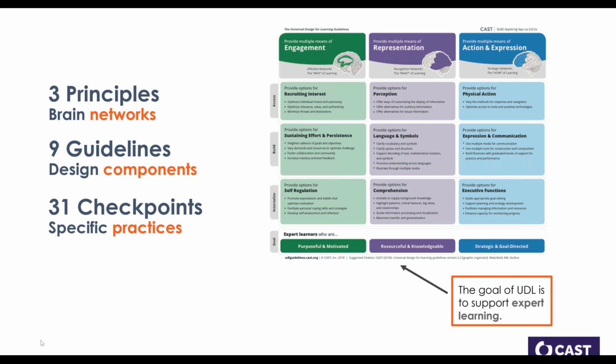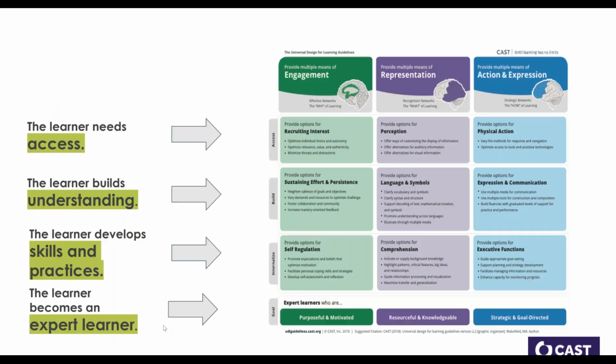We're looking at ways in which we can assess the learners needing access. So the learners need access and you move through that way. The learners build understanding and you move through the build. Learners develop skills and practices, look through internalize, and learners become expert learners. You look through the goals at the bottom. So when you're looking at these guidelines and the rubric, you want to formulate points for access, understanding, skills and practice, and also that opportunity for expert learner.